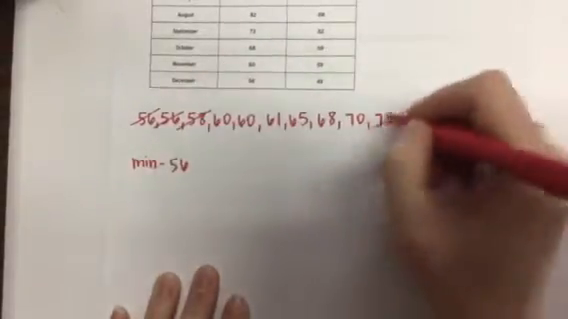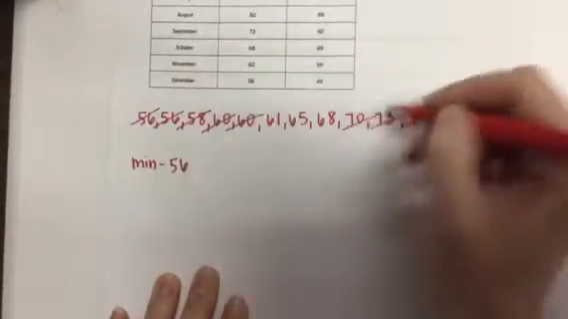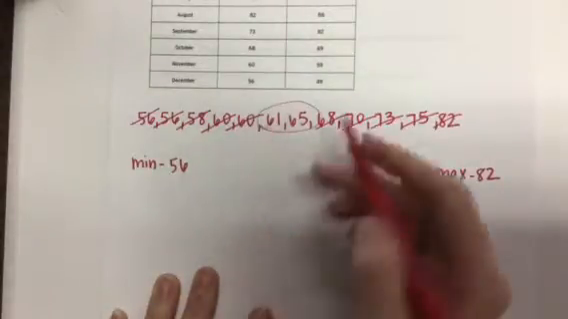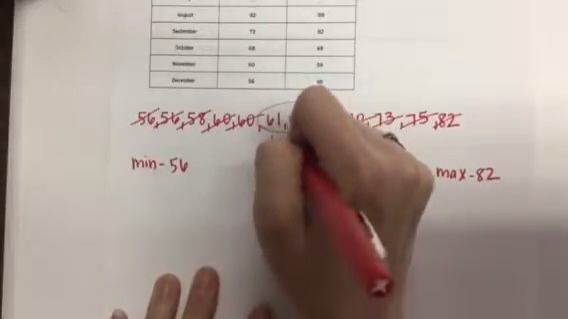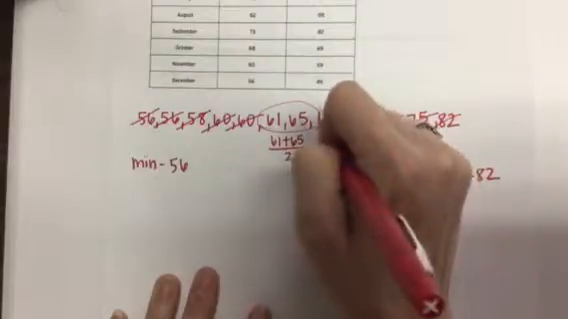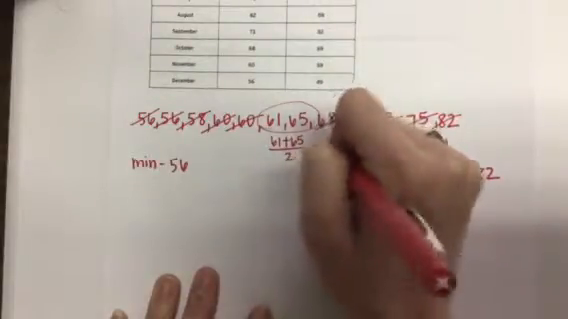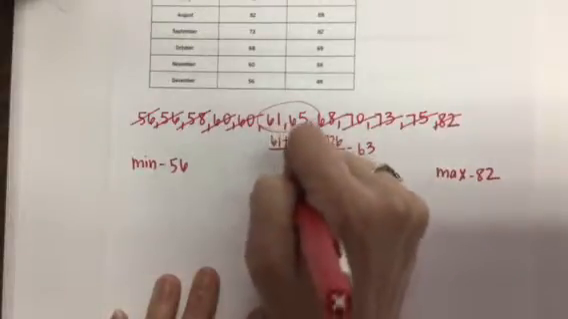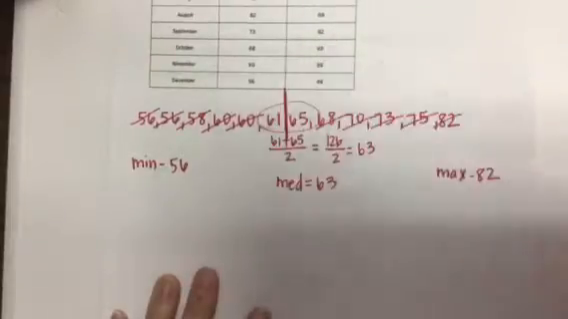So I cross off one from the low end and one from the high end until I reach the middle. And I can see right here that I have 2 in the middle, so I need to take their average. So I'm going to add 61 and 65 together and divide by 2. And the number in the middle is 63. So my median is 63. So I'm going to split my data right here.